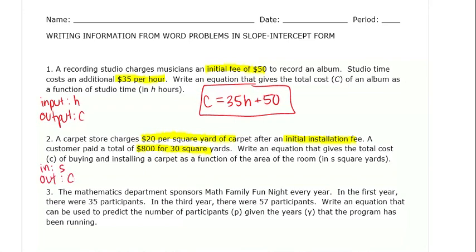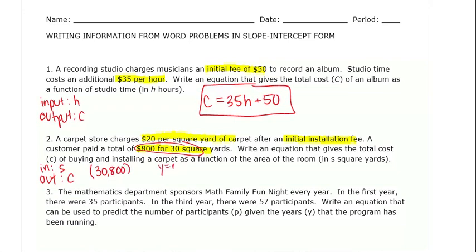And they tell us it's $20 per square yard, so we know the rate of change. However, we know there's an initial installation fee, and we don't know what it is. However, we do know that it costs $800 for 30 square yards. So I'm going to take that information and turn it into an ordered pair. Since the input is the square yards, my ordered pair is going to be 30, 800. And now I can use this information to figure out that missing installation fee.